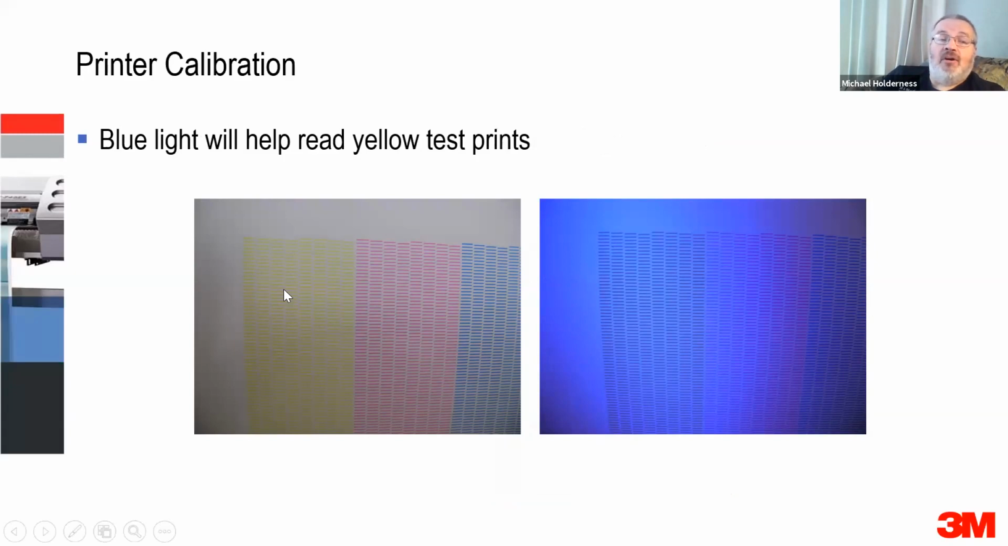The yellow can be very hard to read, but it's much, much easier to read if you turn on a little blue light or a UV light. It will show up that yellow ink quite clearly. It can be quite hard to read these test prints. They are only literally probably 50 or 60 millimeters in size. They can be quite small.